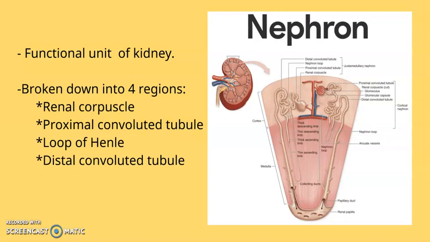Next, we have the proximal convoluted tubule. The fluid that results from the filtered blood passes through the renal tubule, and the proximal convoluted tubule is the first section. As the tubule descends, it becomes a loop of Henle. Every loop has a descending limb and an ascending limb. Lastly, there is a distal convoluted tubule, which is shorter and connects to a single collecting duct.